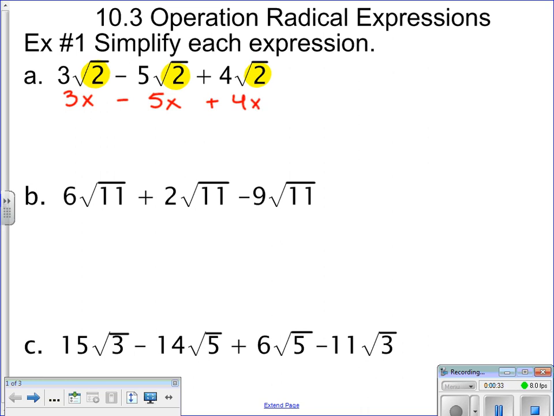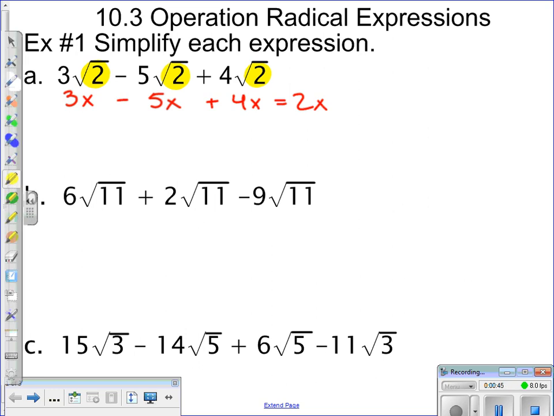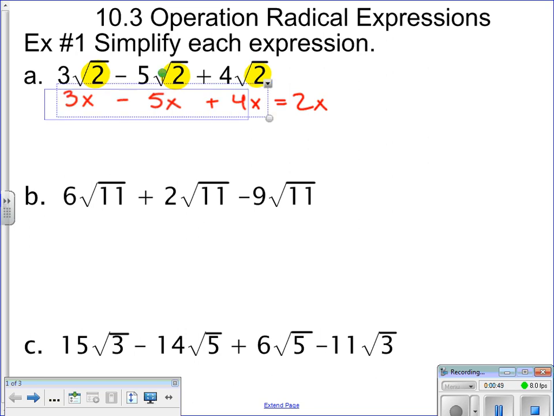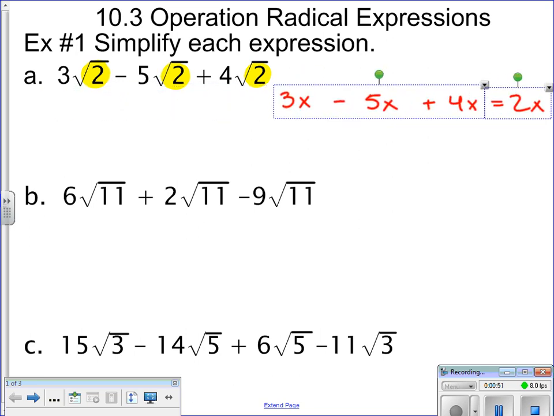Okay, so 3 minus 5 plus 4, that's going to be 2. So that would have been 2x. That's one way of how to think about this problem. Instead of it being x's, though, it's square roots.